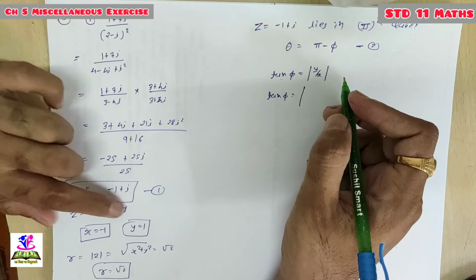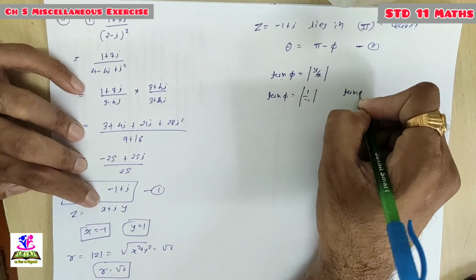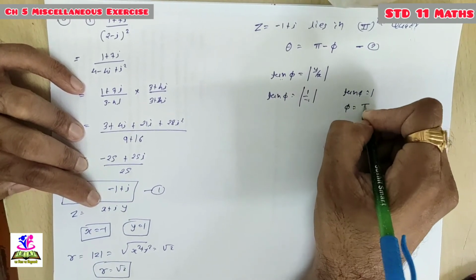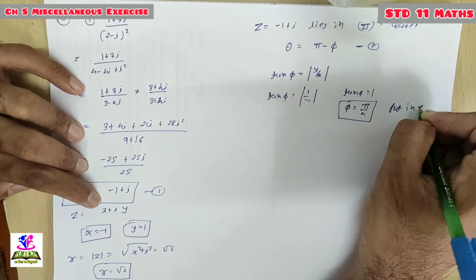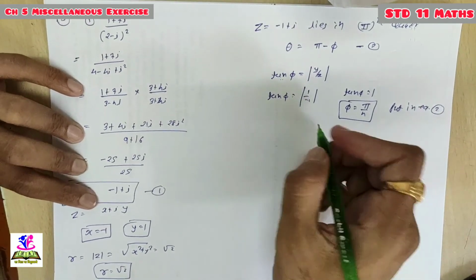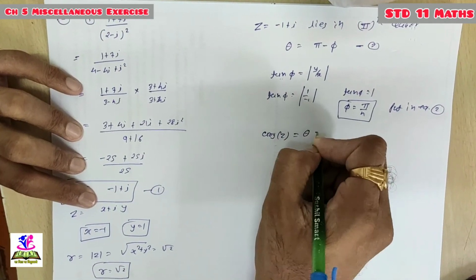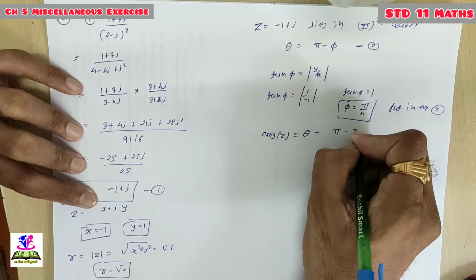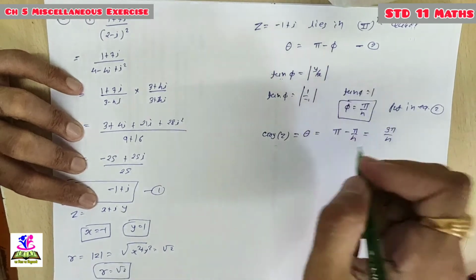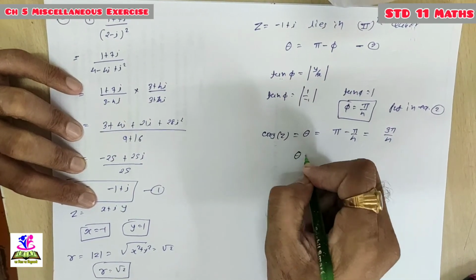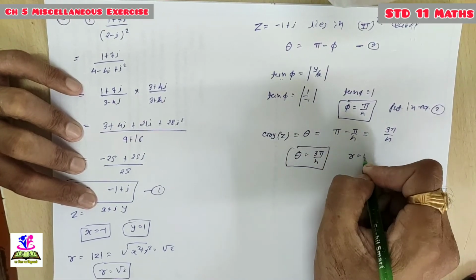y by x is 1 upon -1. So tan phi is equal to 1, so phi is equal to pi by 4. Put in equation number 2. So our argument of z, which is nothing but theta, is equal to pi minus pi by 4. Pi minus pi by 4 is 3 pi by 4. Done? So this is theta. Theta is equal to 3 pi by 4, and our r is root 2.